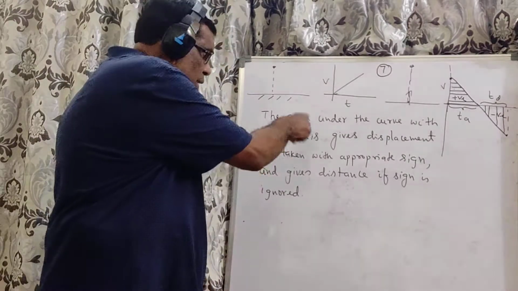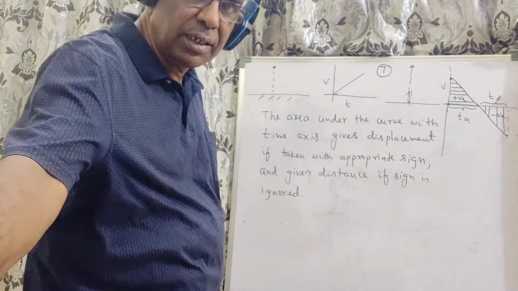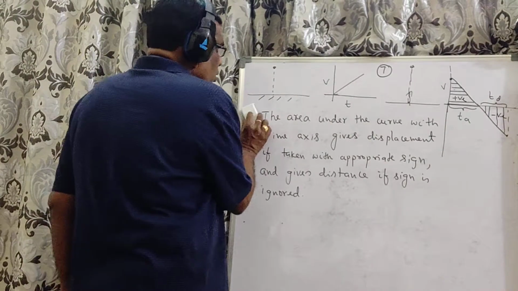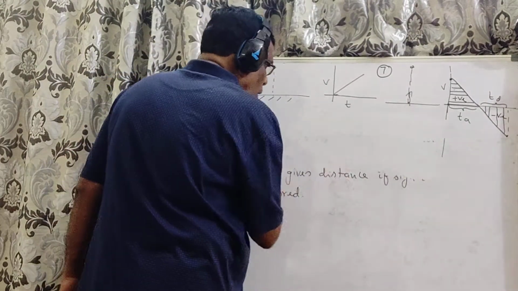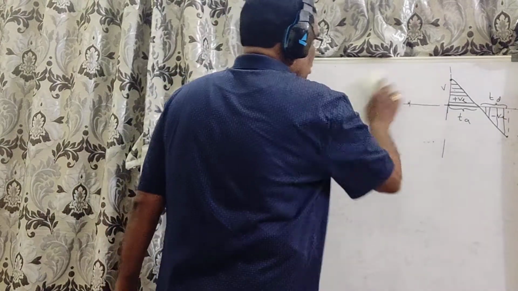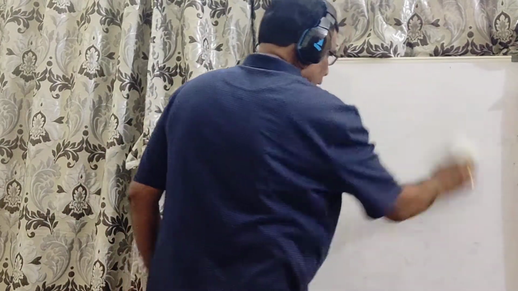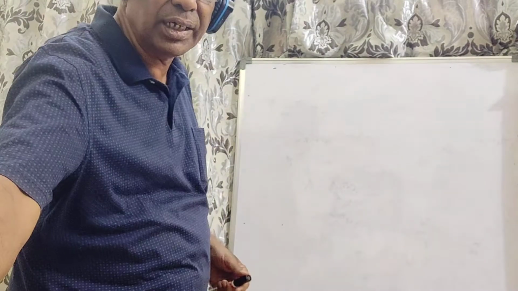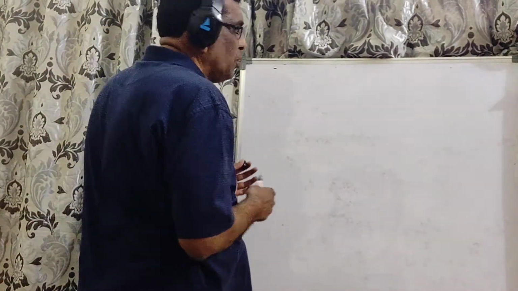Now this is a very important point. The area under the curve in a velocity time graph always gives displacement if taken with appropriate sign, and distance if taken by ignoring the sign.